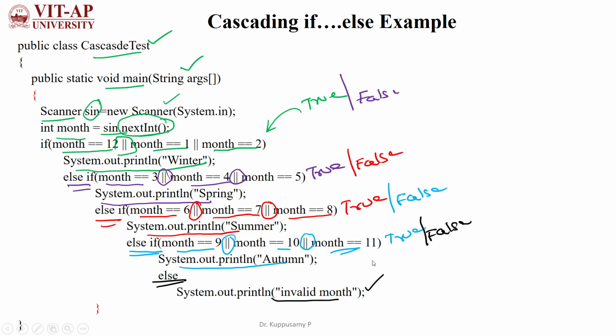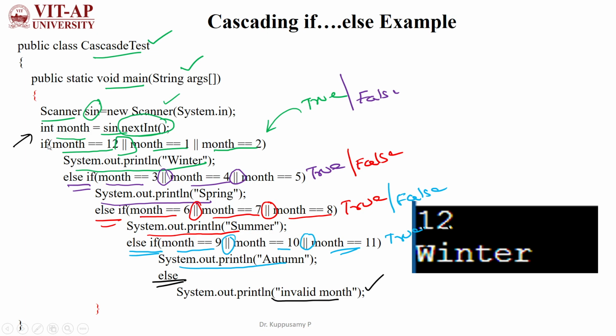Based upon that, here we are going to get the input as nextInt. Here with nextInt I am getting the input, which is 12. So when you give 12, you will get the output. Here our input is 12. If it is 12, you look at the condition here, 12 is true. Once it is true, winter will execute, and all the others are false.